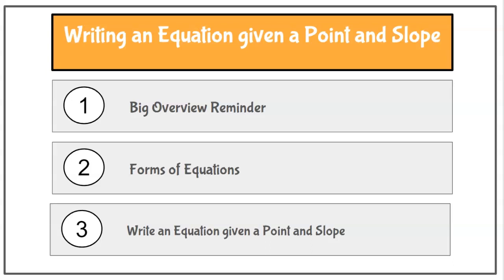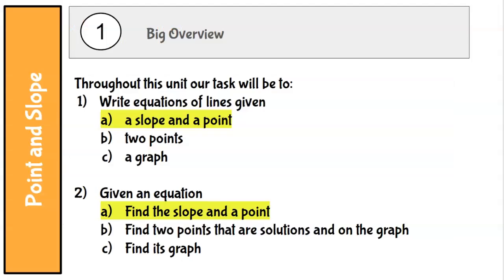In this video, we're going to talk about how to write an equation given a point and a slope. So as part of this video, we're going to do a big overview reminder. We're going to look at the forms of the equations, and then we're going to write the equation given a point and slope. So here's our big overview.